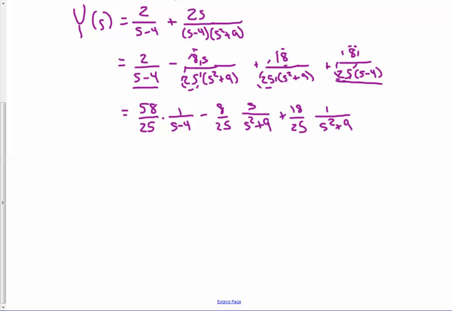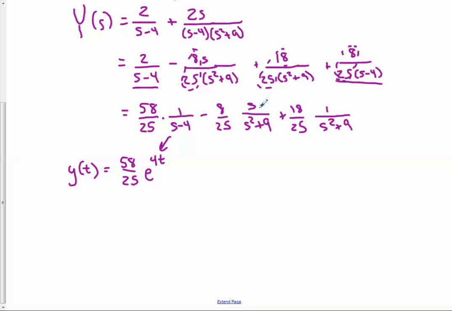Okay, and so now we want to start thinking about inverse Laplace transform, going back to little y. The first term, as I said, I think was ready to go. 1 over s minus 4 is just e to the 4t when you bring it back to little y. So 58/25ths e to the 4t. That's that guy.